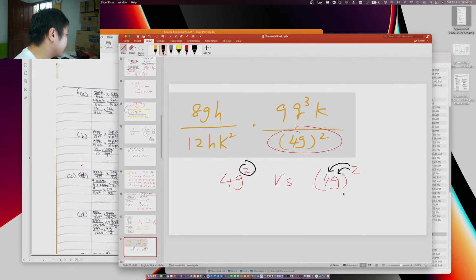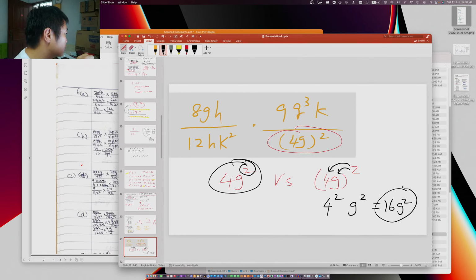So how do you open the bracket? The square needs to go to the 4, and the square also needs to go to the g. So if you simplify this using a calculator, 4 square is 16, so 16g square. Can you see the difference between these two answers?